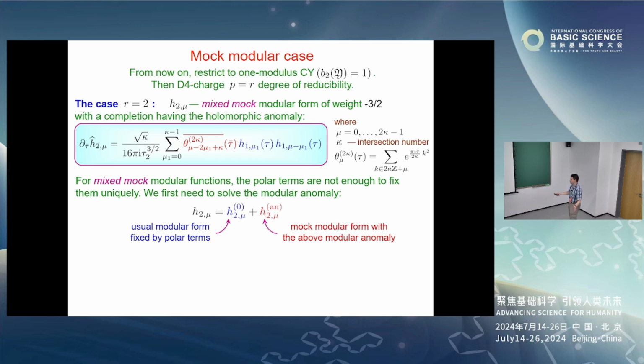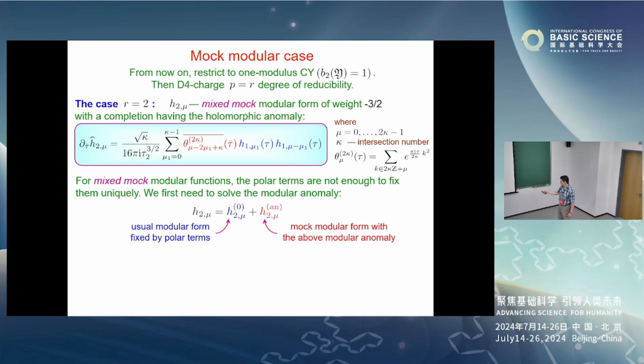So how should we proceed in such a situation? The idea is to proceed in two steps. At the first step, let's just find some mock modular form satisfying this anomaly equation. Then, of course, if you add any modular function, it will still satisfy that anomaly equation, so it's a modular ambiguity. It's like solving the holomorphic anomaly equation in topological string. And then the idea is that this ambiguity can be fixed by computing the polar terms. Because if you know the polar terms of these, you subtract and you get the polar terms of this, and this is a usual modular form, so it's completely fixed by polar terms.